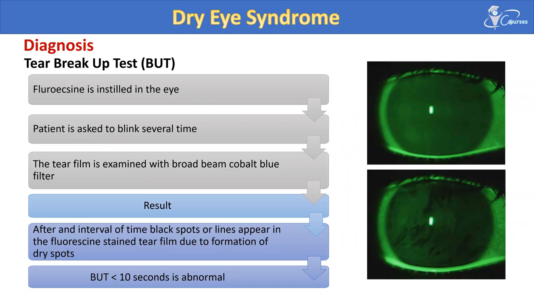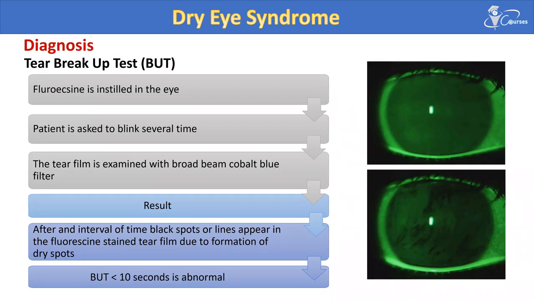This patient could be complaining of dryness. His tear film is unstable. It just breaks up very rapidly. It's called the tear breakup time test. So this is another test which can be used for the diagnosis of dry eye.